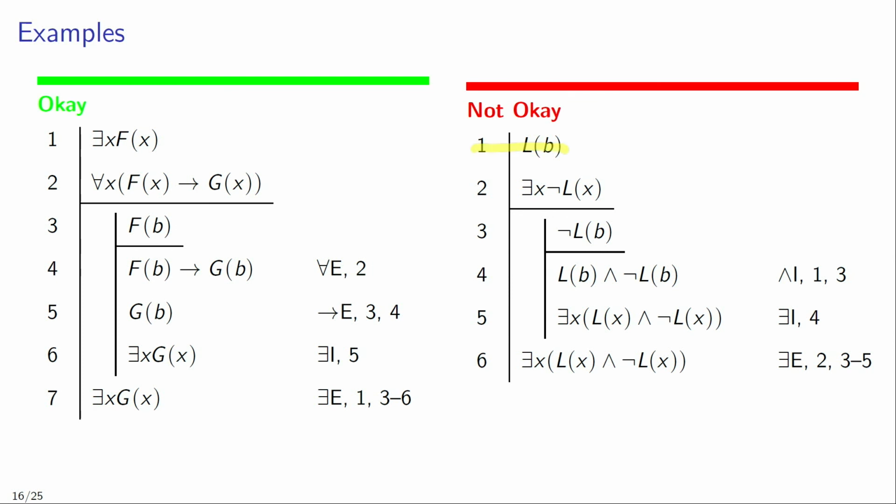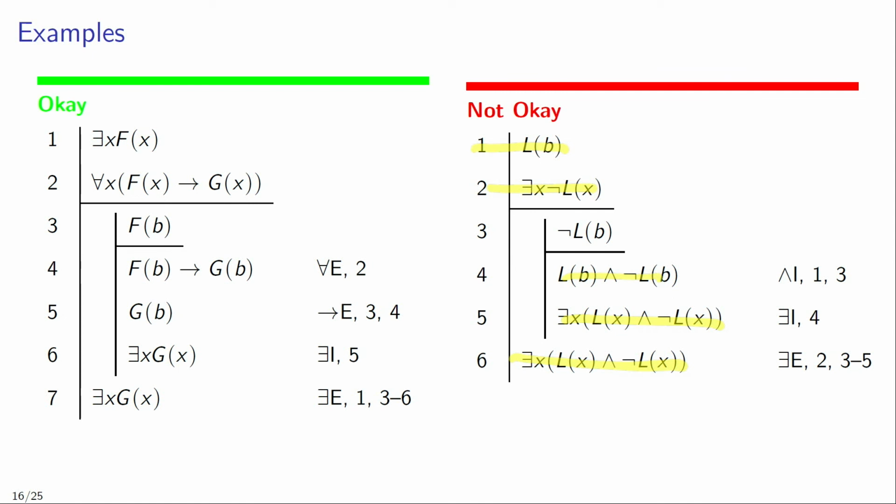Now, on the right-hand side, you see an incorrect application of existential elimination. In line 1, we have the premise that LB. In line 2, we have the premise that some x is such that x is not L. In line 3, we introduce an additional assumption, namely that not LB, meaning B does not have the property of being L. And then we infer LB and not LB by conjunction introduction applied to lines 1 and 3, and continue to infer that there is an x such that Lx and not Lx, by means of existential introduction applied to line 4. And then we infer that something is both L and not L, for some x, Lx and not Lx.